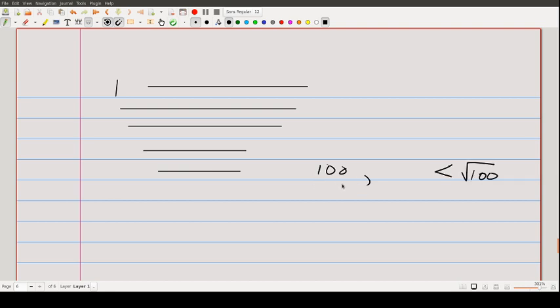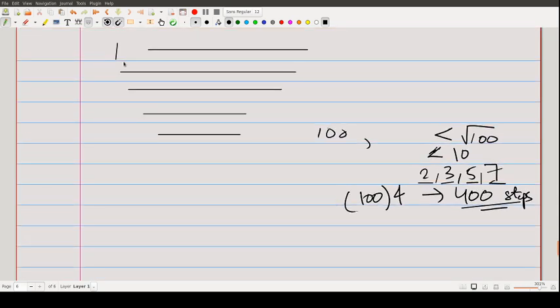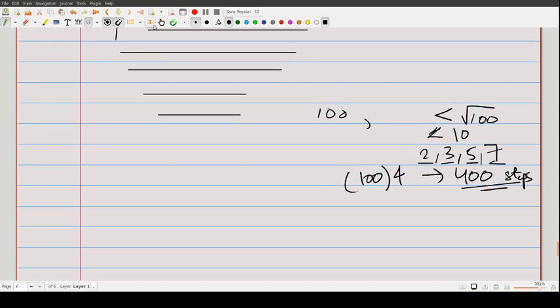So that means if 100 numbers need to be checked, all you need to do is remove the multiples of the primes less than 10, which are 2, 3, 5, 7. So you will just remove the multiples of 2, then multiples of 3, multiples of 5, multiples of 7, so you have 100 times 4, which is again 400 steps to do. And I guarantee you that this will be less than just checking whether each number is prime or not.